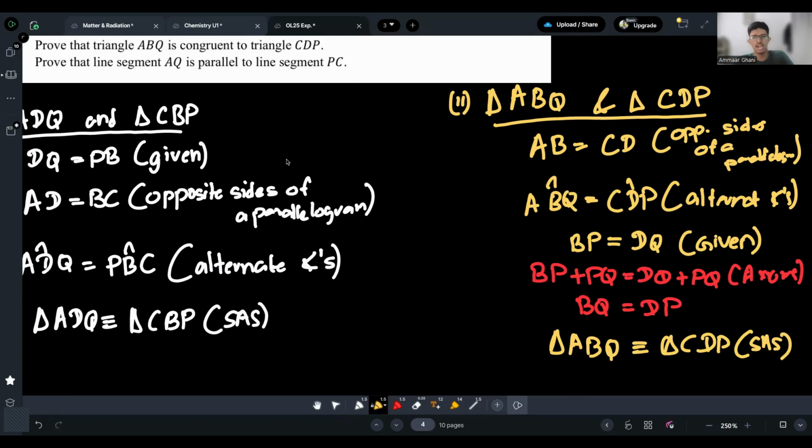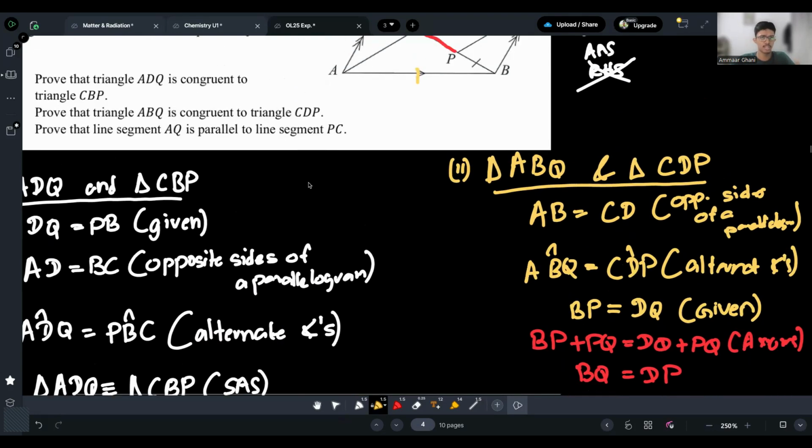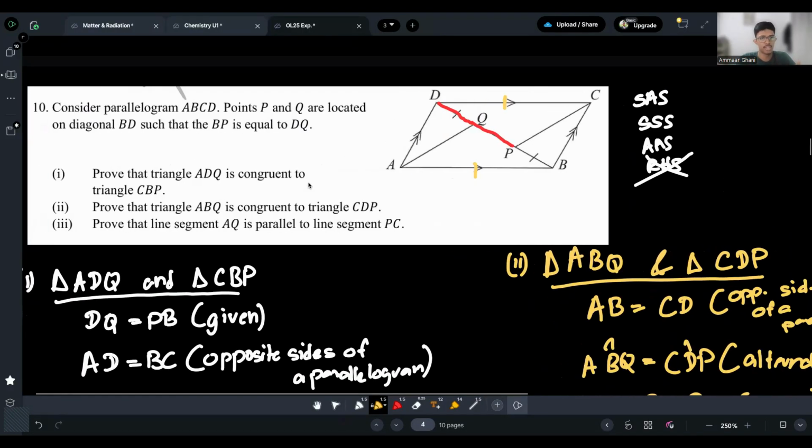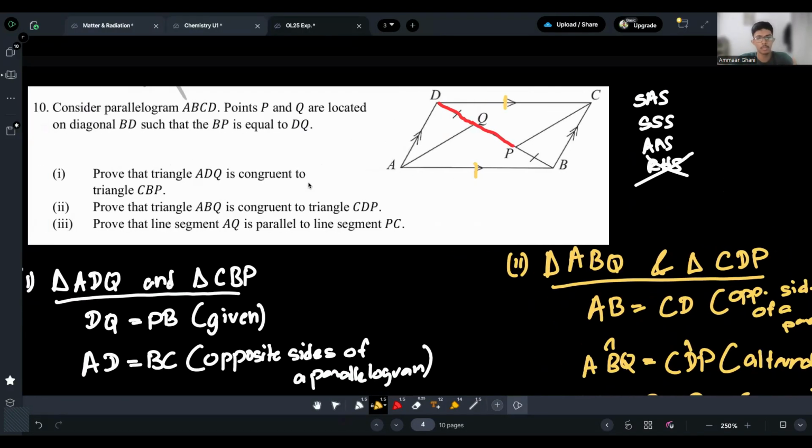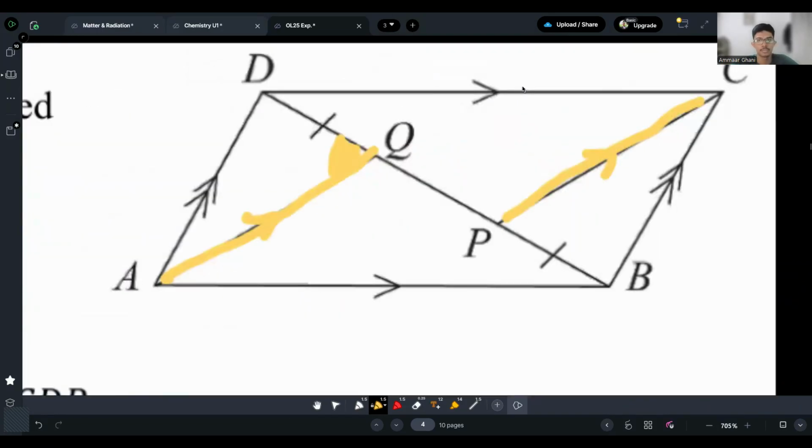This is how easily you can prove the congruence of two triangles. Okay, so the final part, prove that the line segment AQ is parallel to PC. That means they are asking us to prove that AQ line is parallel to PC line. They are asking us to prove this. One easy thing we can do is, this angle over here, let me zoom and explain it to you.